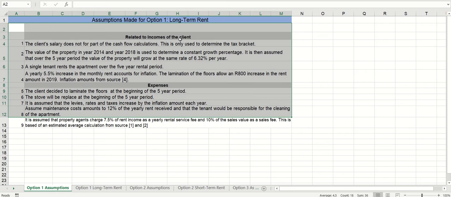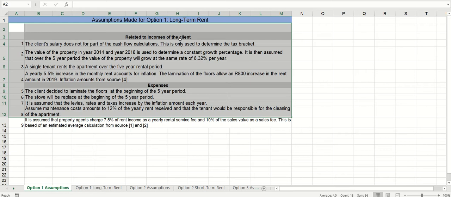The key assumptions to note are, firstly, that the property value will grow at a constant yearly rate. This was determined using previous values given and was used to find the value in 2023. Secondly, that the decision was made to laminate the floors, as this increases the value of the apartment and its aesthetic value, making it easier to rent and sell.